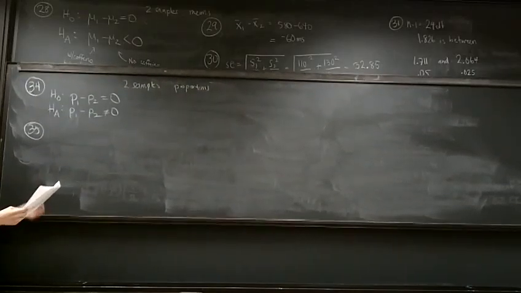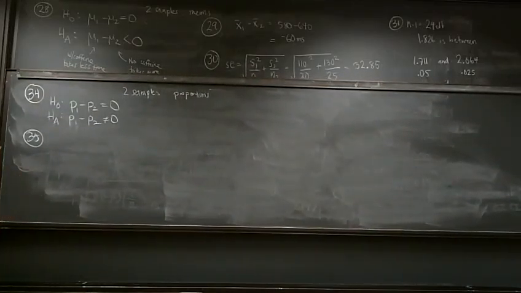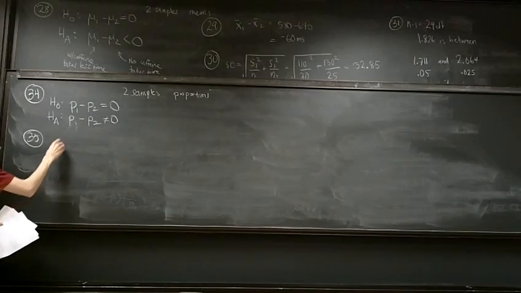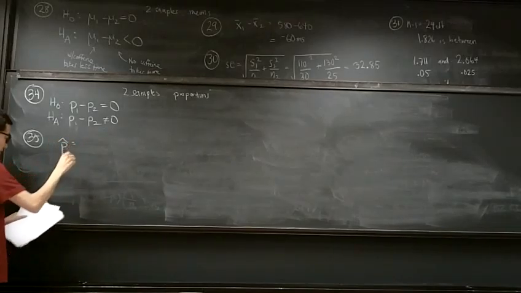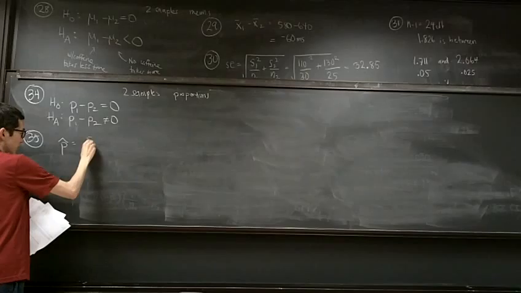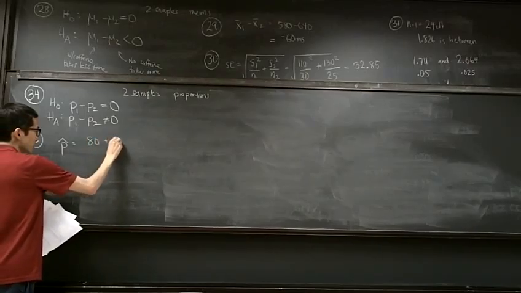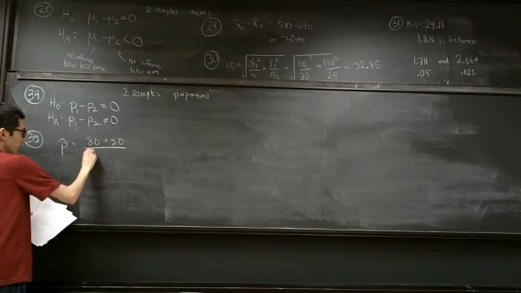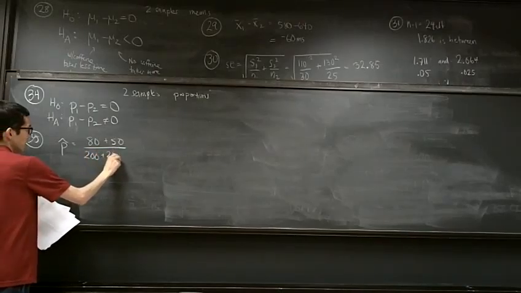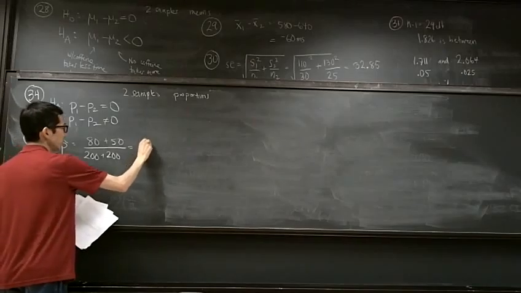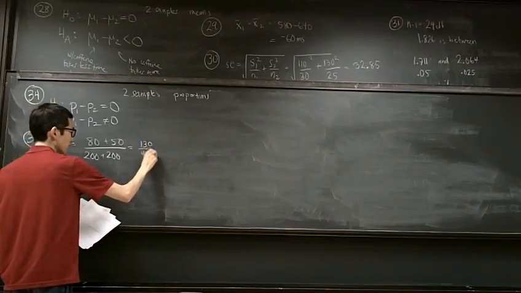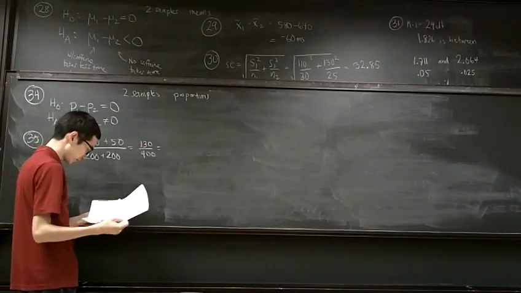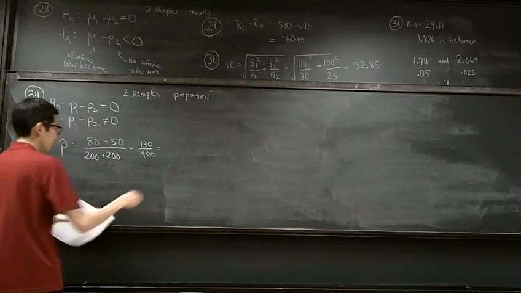For this hypothesis test, what is the value of p hat? So p hat is the total success over the total observed. So we're going to do 80 plus 50. This is the total number of minority employees observed over the total number of employees that we surveyed. So we do 130 over 400, and that turns out to be 0.325.